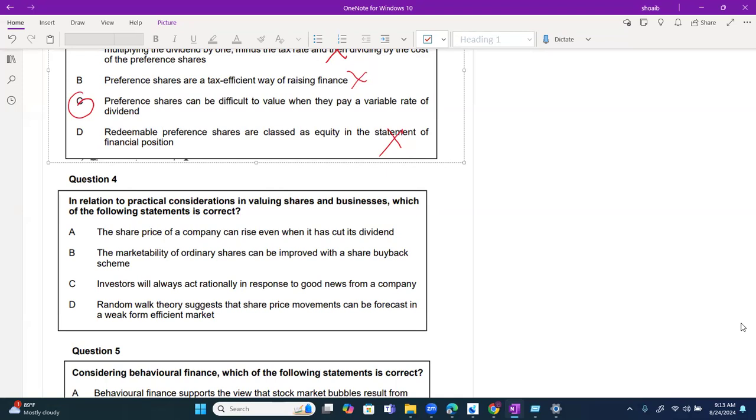Share buyback will increase the market value. So if the market values are, D is classified as debt. Yes, this is debt. That's why it's wrong.